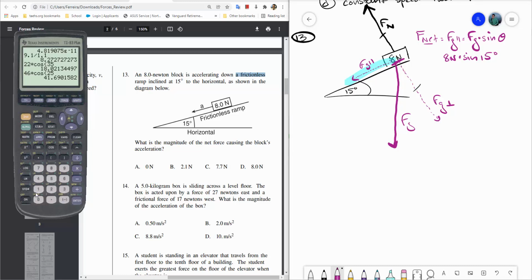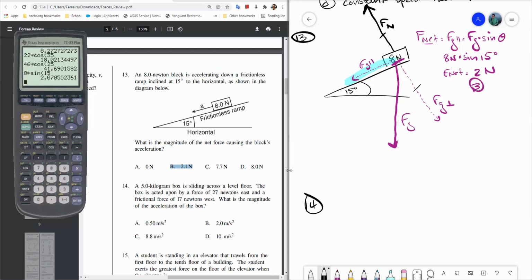8 times sine of 15 is 2. F net is 2 newtons. The answer is B, 2.1 newtons. All right, that's how you do 13. Let's do 14.